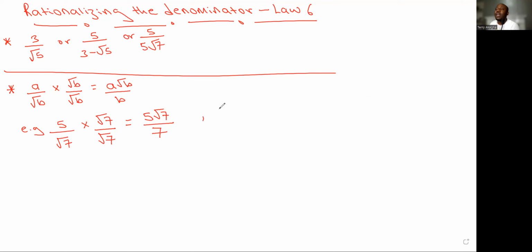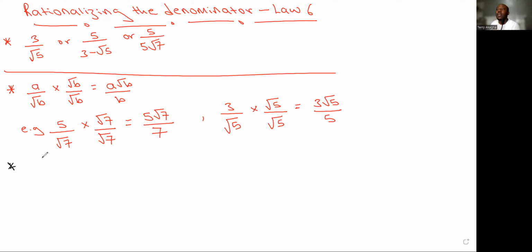If you want to pick another example, let's pick the 3 over root 5 we talked about. The best way to solve this is to multiply both top and bottom by root 5 divided by root 5. And that will give us what? 3 root 5 over what? 5. Okay?